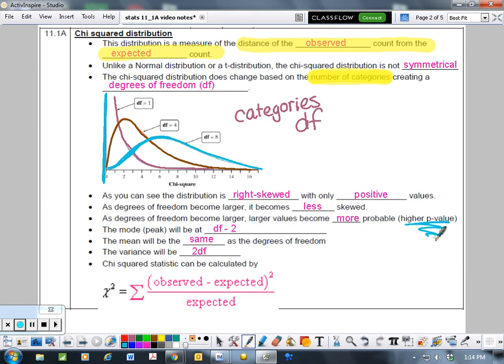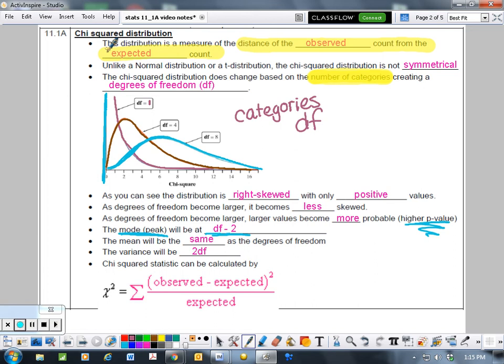Now, some characteristics of our chi-square distribution. The mode, or our peak, of the distribution will be at the degrees of freedom minus 2. So as we look at here, our degree of freedom is 1. We're going to have a peak at, well, kind of -1. But it's pretty much just going to go on up as far as we can.